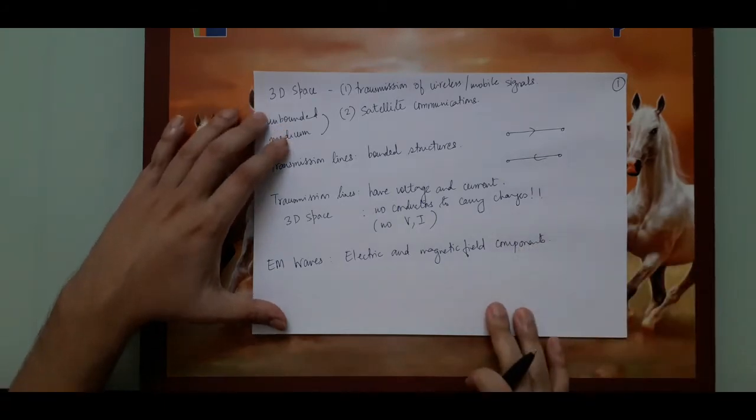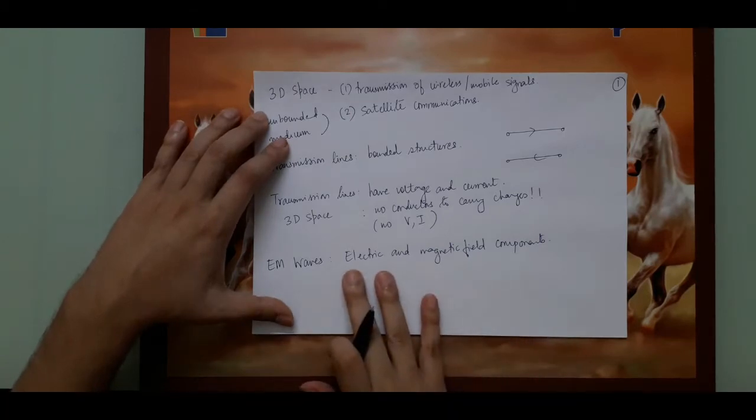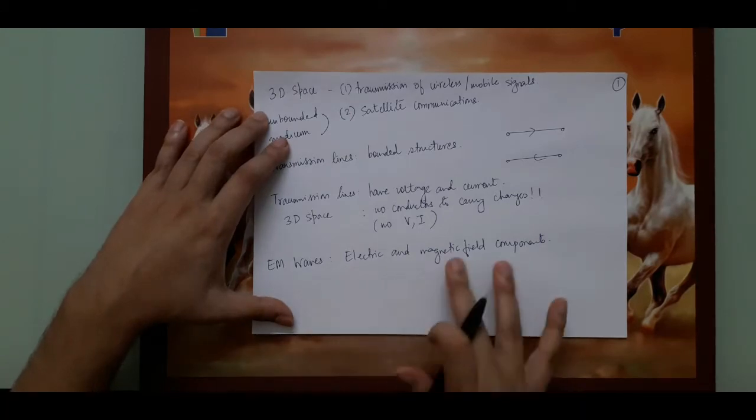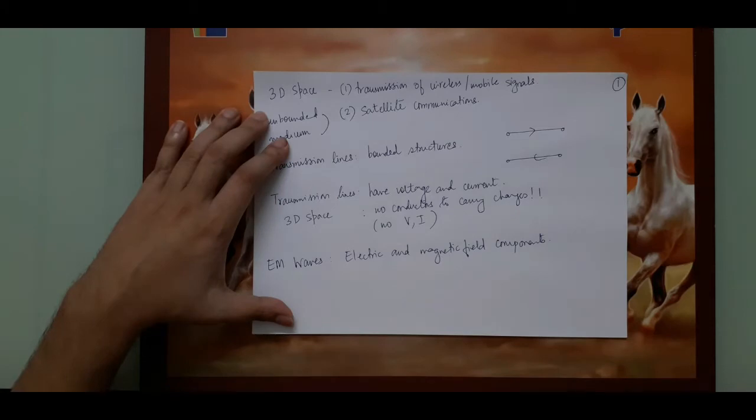Now, this is very important. Electric fields and magnetic fields can give rise to an electromagnetic wave. But does it mean that if I am able to generate an electric field and I am able to generate a magnetic field, I will have an electromagnetic wave? Not necessarily.